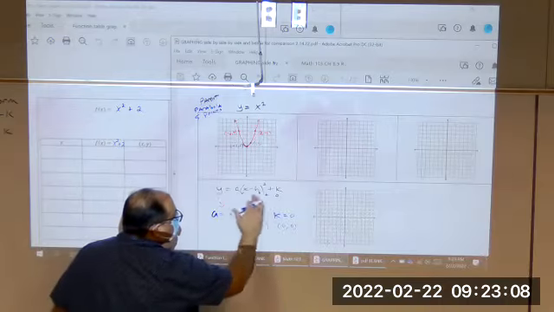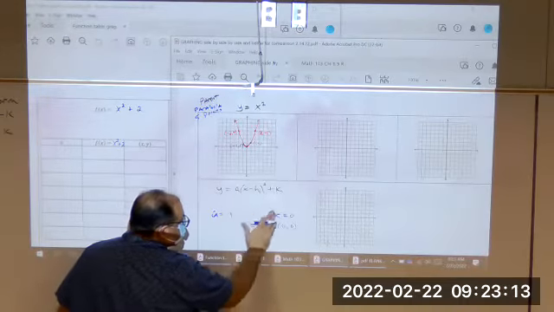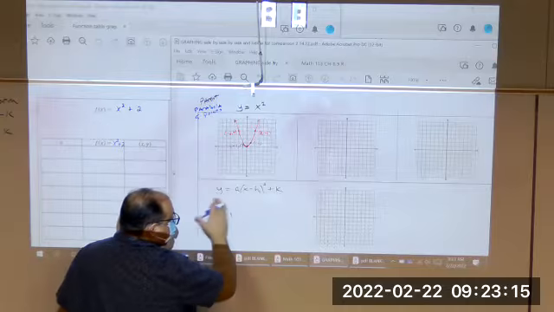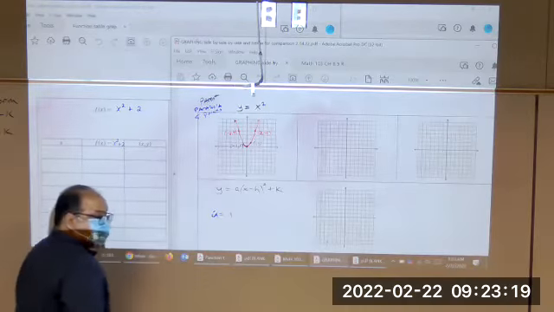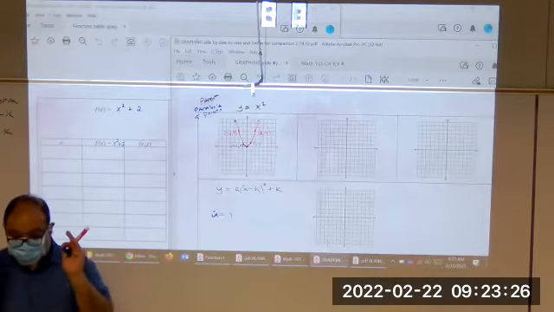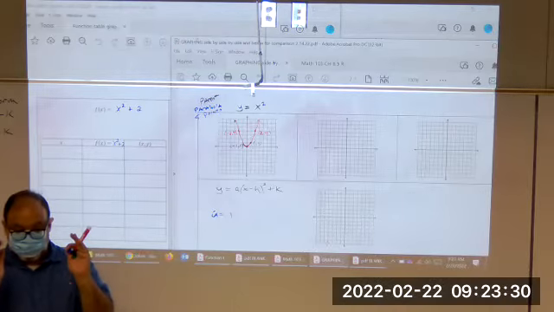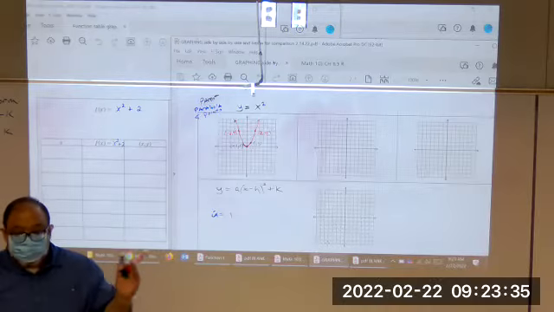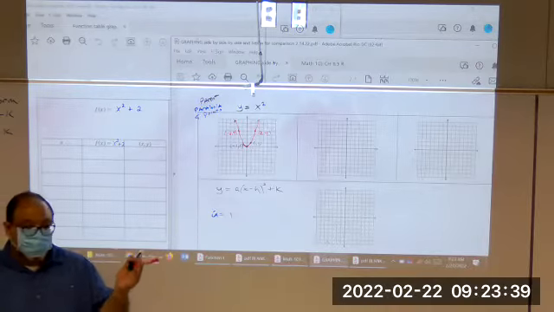H messes with your X's. If there is an H, it has to be in parentheses with your X. It has to be inside with your X. H is an H for horrible. H is a horrible person who's messing around with your X.